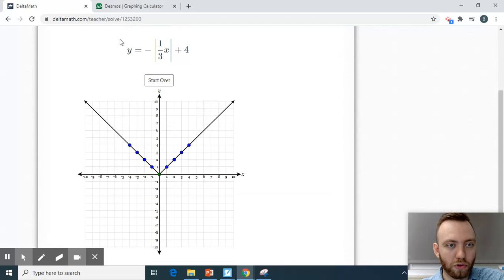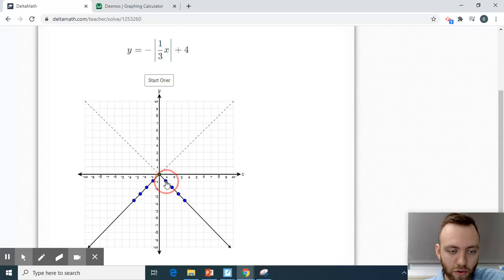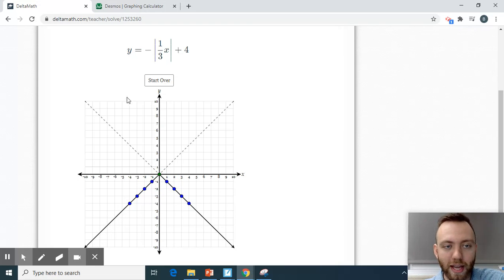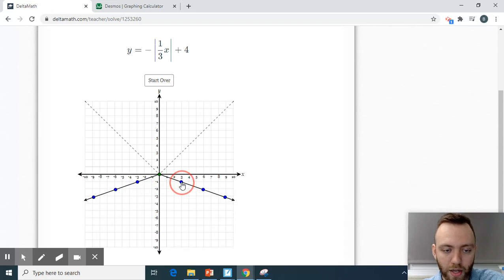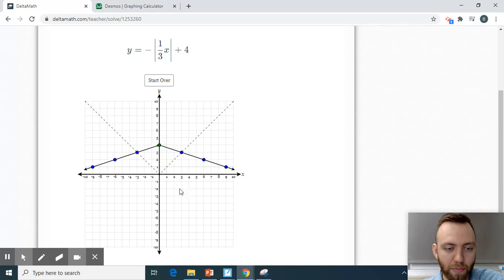We'll do a few of these. So this one, negative on the outside again, means reflect over the x-axis, right? Take whatever value you had for y, make it negative. 1/3 on the inside really means we're going to increase the x's, multiply those by the reciprocal, which is 3. So let's move that 1 out to 3 because 1 times 3 is 3. And then again, we're going to move up because that's on the outside, up 4.